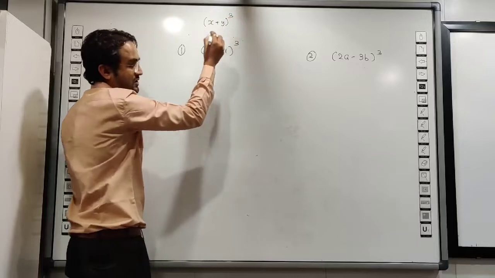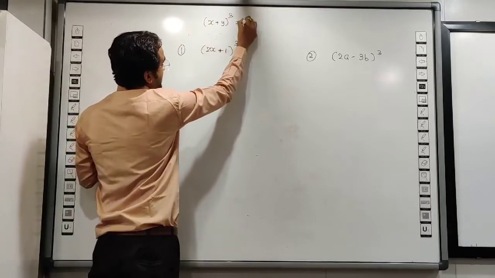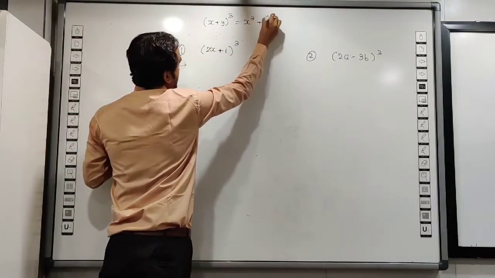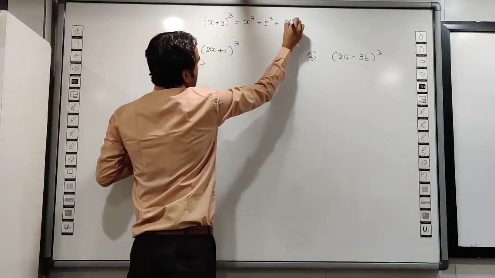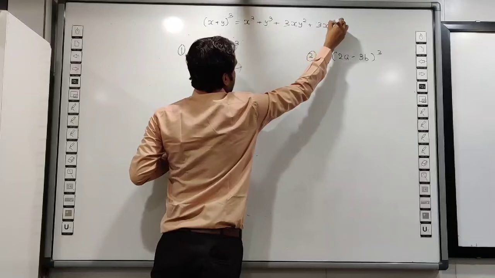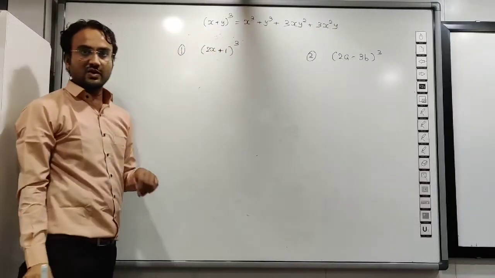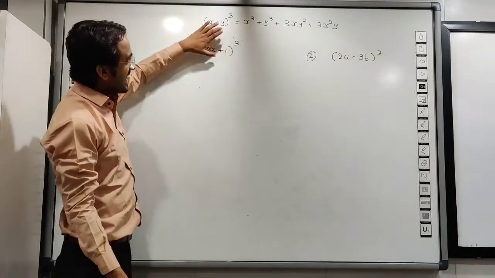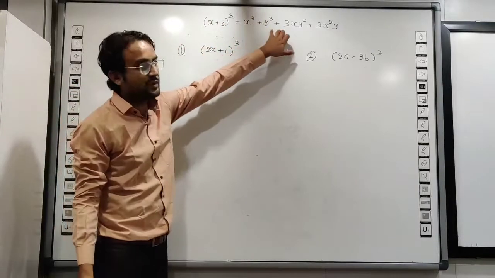(x + y) whole cube. That means first cube, second cube, 3 into first, second square, plus 3 second square first. This way you have to remember. Now you have to put this into this.